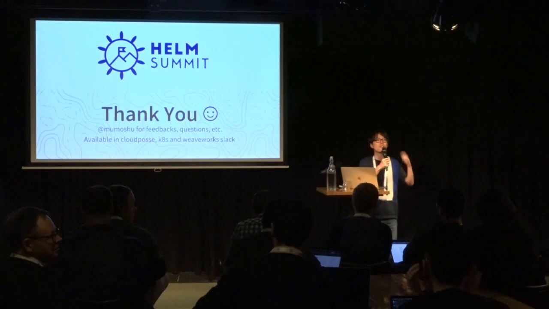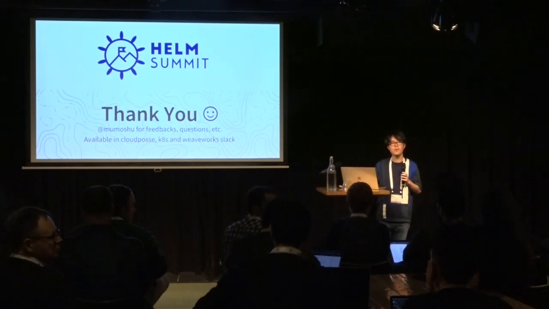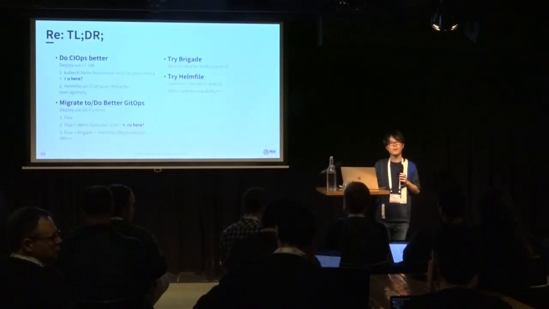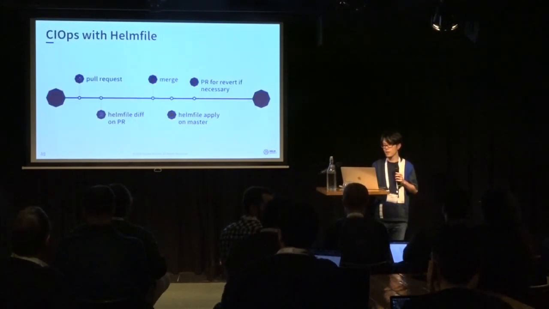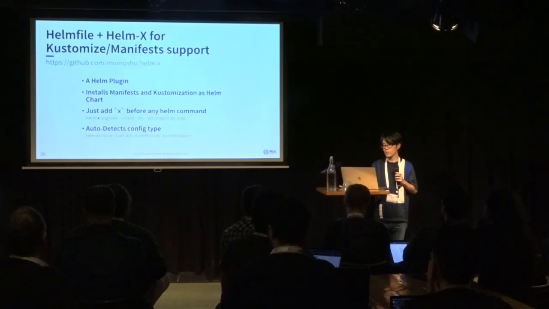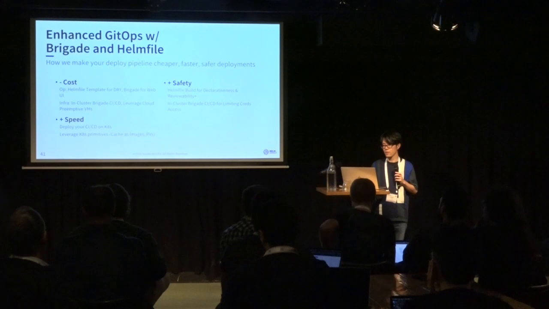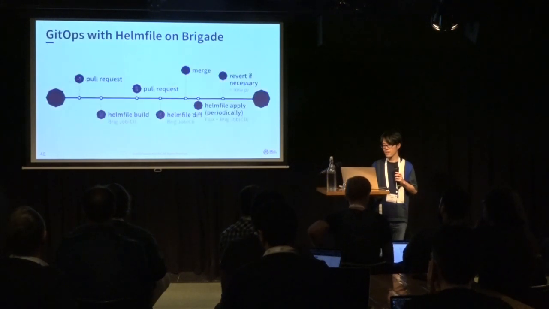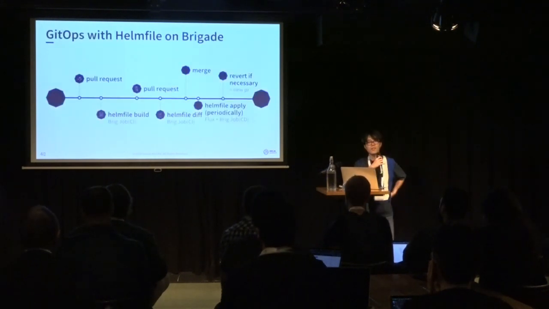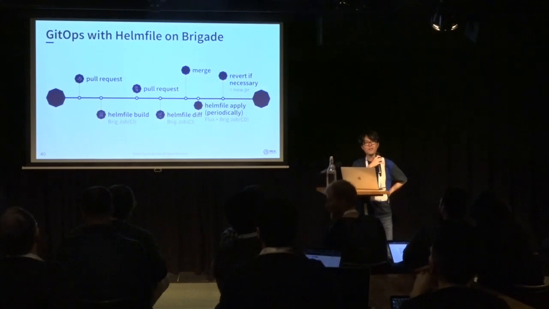I'm not exactly sure I understand the step in your pipeline where you have Flux and Brigade doing two things at the same time. Not that far, it was further. Yeah, this one. Okay, one back. The periodic apply. How do Flux and Brigade interact here?